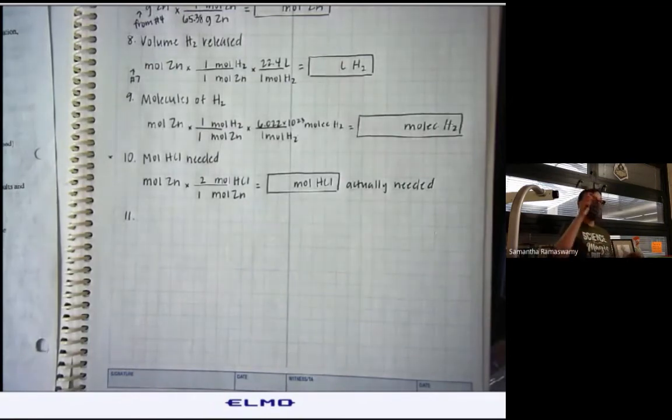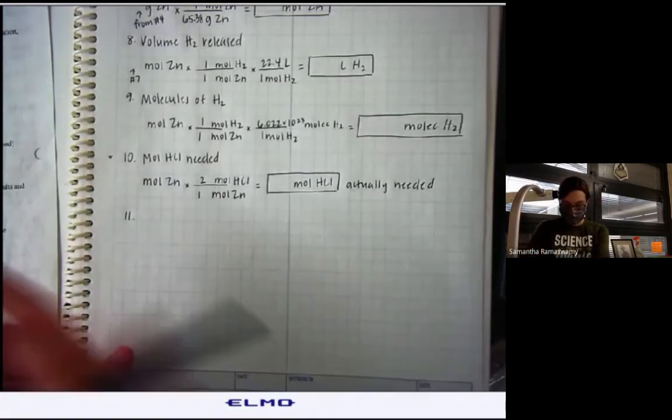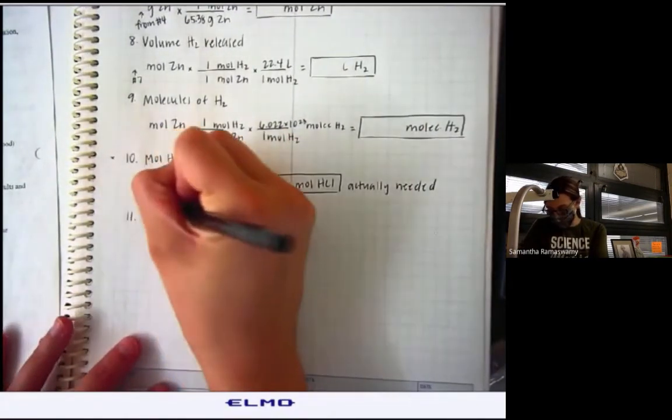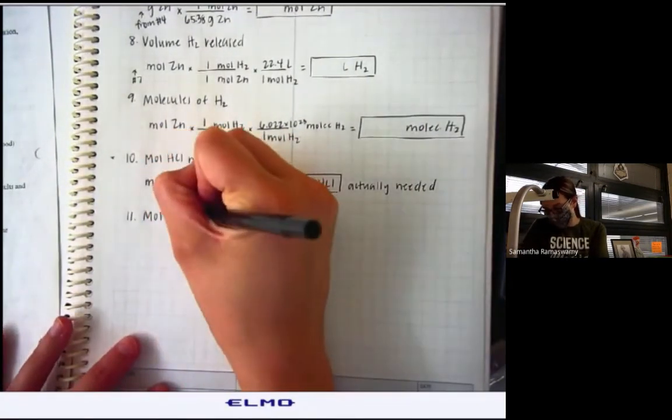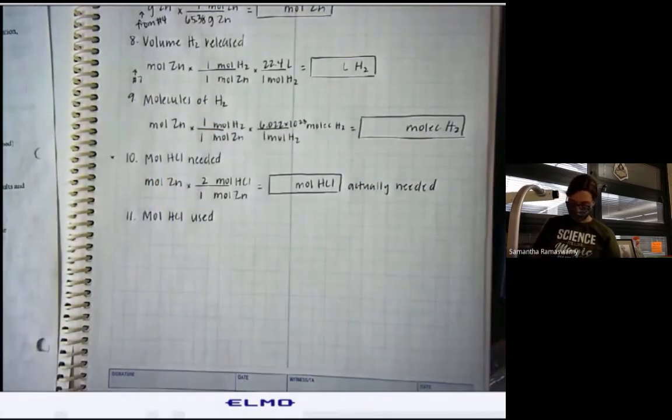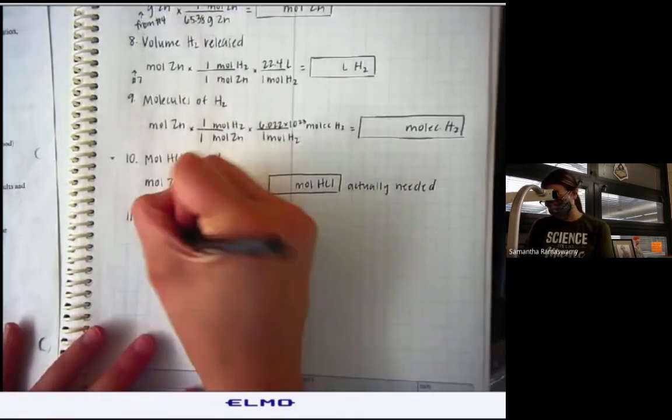So when we poured 20 milliliters of 6 molar HCl into the beaker, how many moles of HCl were we actually pouring into the beaker? That's what this question is asking. So we'll label this moles of HCl used. And so it says, recall that molarity is moles of solute over liters of solution.